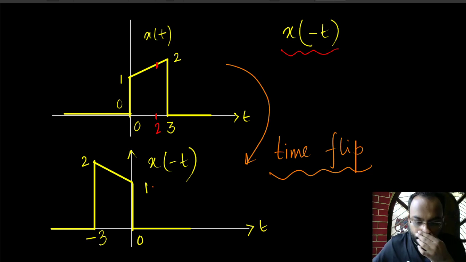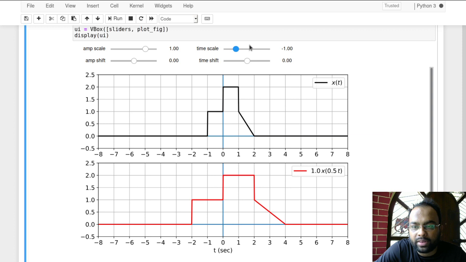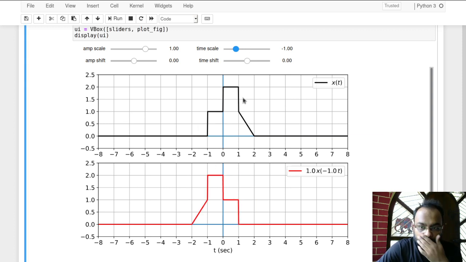So let me go back to the program once more. Here you can see if I do a time scale, this is, for example, x of t and this is x of minus t, and you can see that it basically flipped about the vertical axis. Whatever happened after t equal to 0 has now happened the other way around here. Similarly, whatever happened to the signal before t equal to 0 has now happened after t equal to 0. The signal has flipped about the vertical axis.